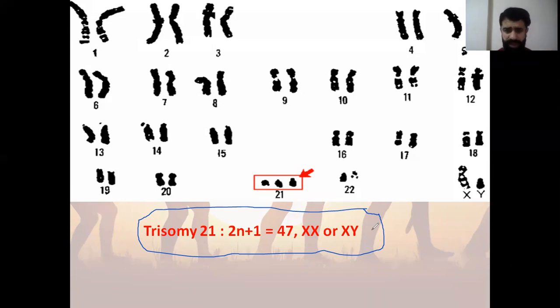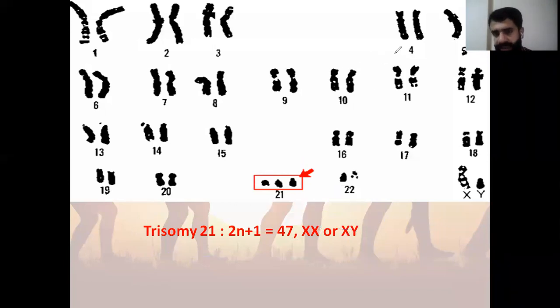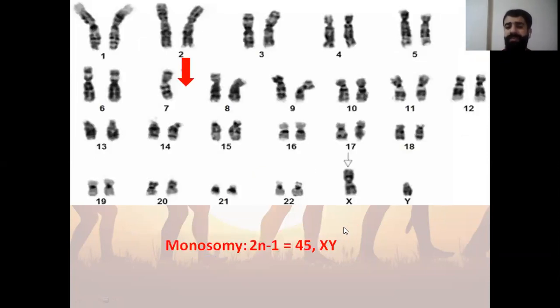But if you have a question and the sex chromosomes are XX, you only put XX, so there is no need to put XY, and the opposite is true. If it's XY, no need to put XX. So you have to pay attention to this. And monosomy, where we have a missing chromosome. Missing means minus, so it's minus 1. So we have 2n minus 1 equal 45, comma, in this case, XY.